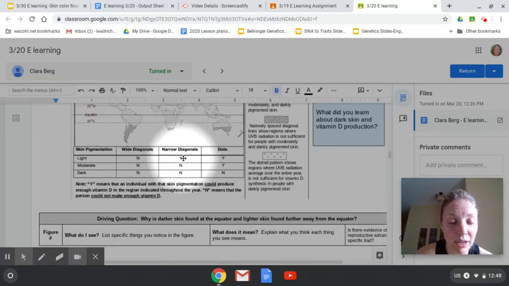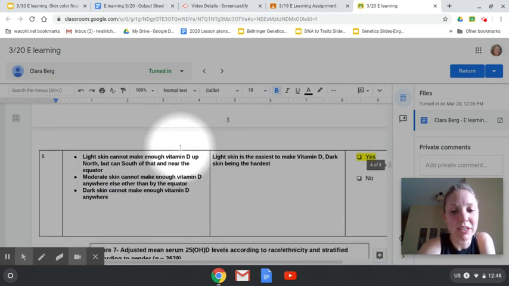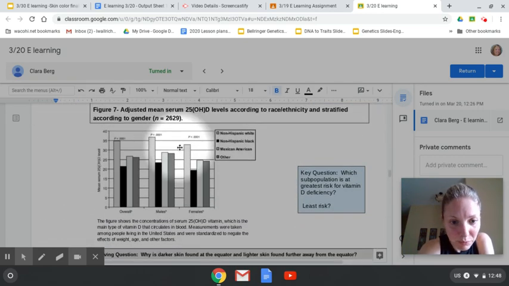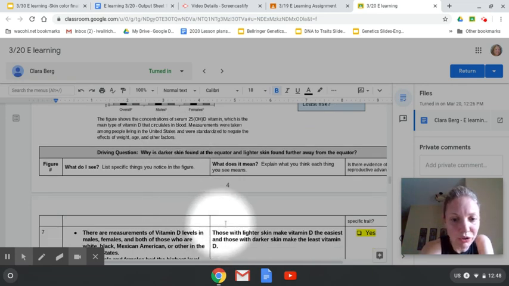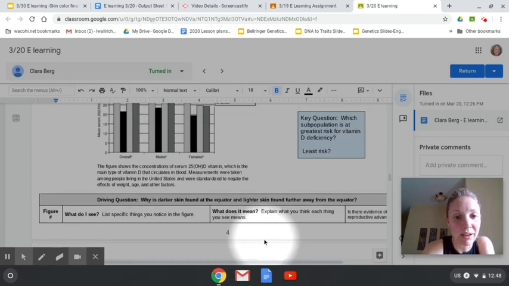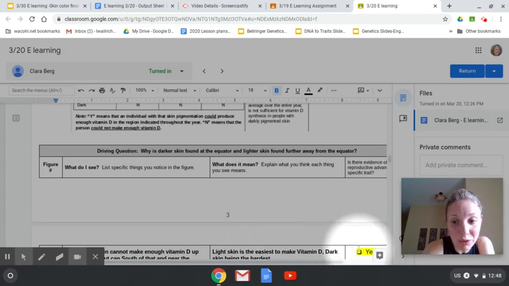Okay, so this is starting to give an indication that maybe light skin has a reproductive advantage too, but you're like, I don't really know what vitamin D does. So then you go on to the next diagram. And this one is interesting. It shows you that those with lighter skin make vitamin D easiest, and those with darker skin make less vitamin D. So with both of these two, I would think you would get yes.